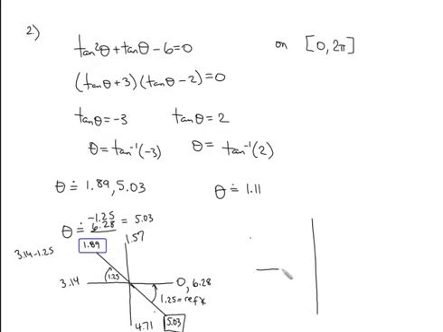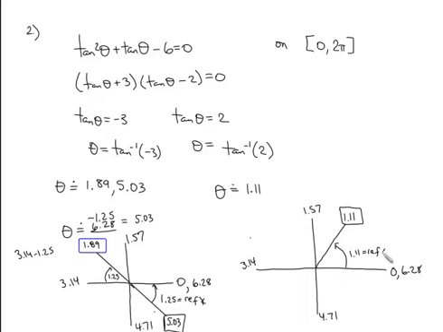If I look at my same numbers, 0, 6.28, 1.57, 3.14, 4.71, my 1.11 is somewhere in here. My reference angle is therefore 1.11, because that already is a quadrant 1 angle, so I don't have to make any adjustments. I can just write it down.